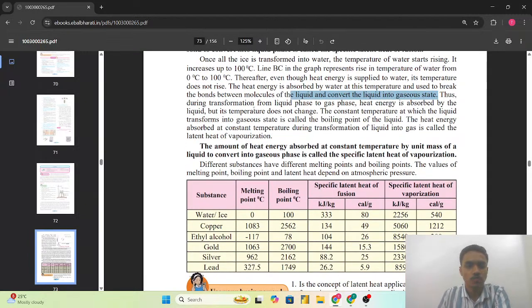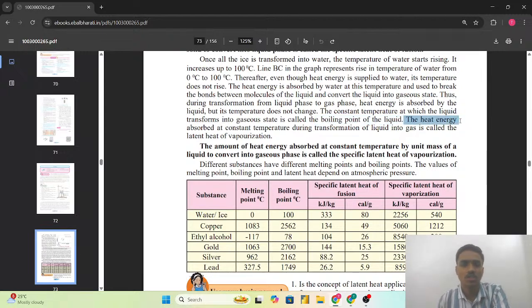Thus, during transformation from the liquid phase to the gas phase, heat energy is absorbed by the liquid, but its temperature does not change. The constant temperature at which the liquid transforms into the gaseous state is called the boiling point of that liquid. मतलब जो constant temperature जहाँ पर जो liquid जो है वो gaseous state में convert होना start हो जाएगा, then that point is called as the boiling point of that liquid.